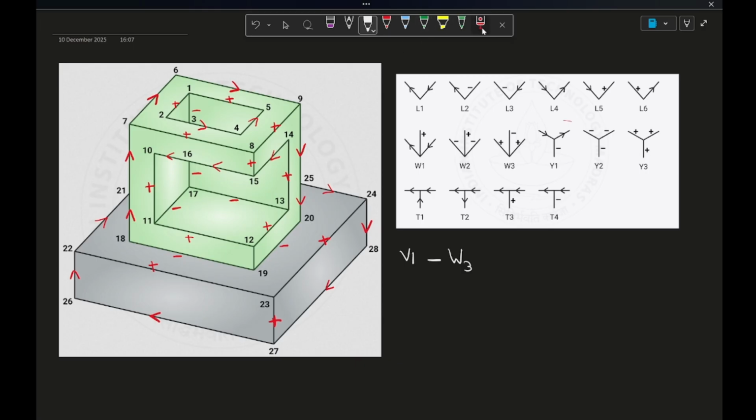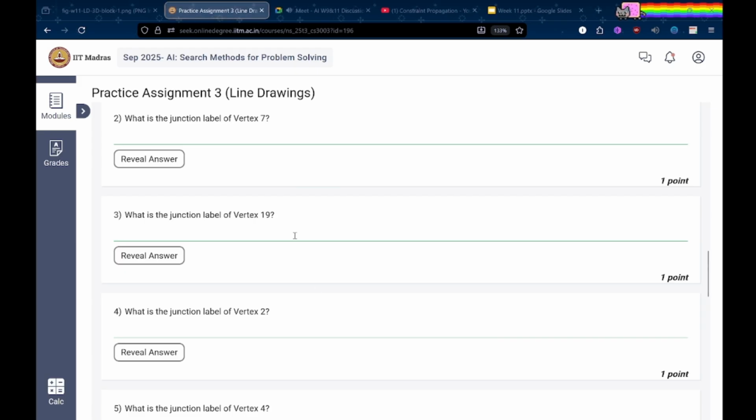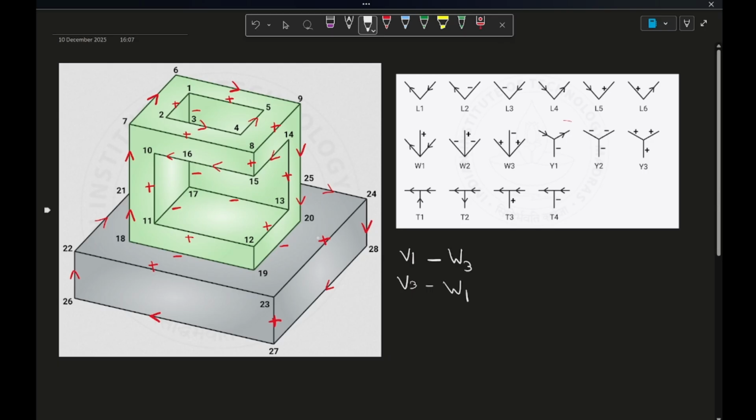Vertex 7 is this one, right? So it's also a W junction with arrow plus arrow. W1. Arrow W1 plus arrow, W1. Cool.